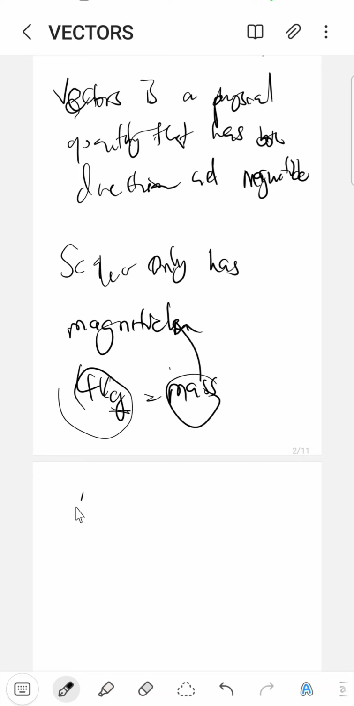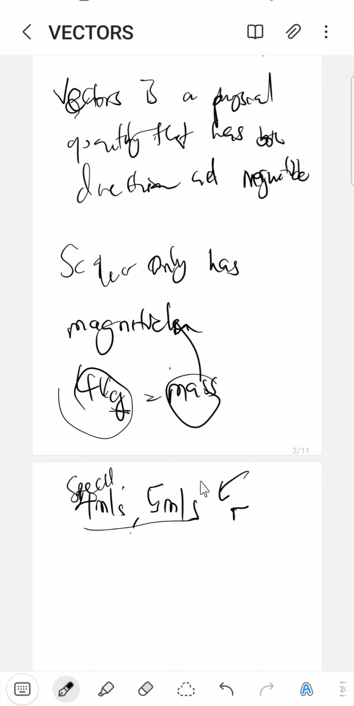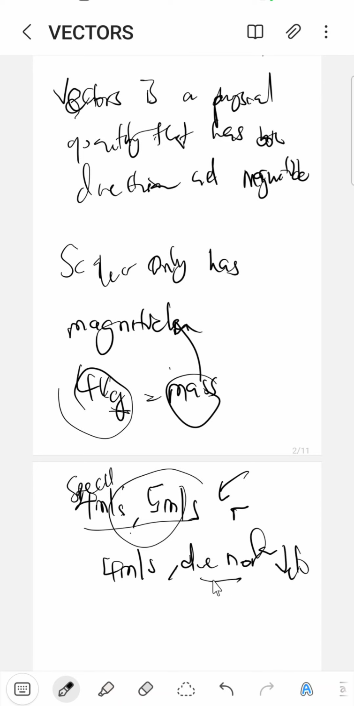All right, speed on the other hand is 4 meters per second, 5 meters per second. This is speed, which is a scalar quantity, but if you add direction to speed, say due north, it becomes velocity. Because of the direction added to the magnitude, velocity becomes a vector quantity. That is why velocity is a vector quantity and speed is a scalar quantity, because velocity has both magnitude and direction.